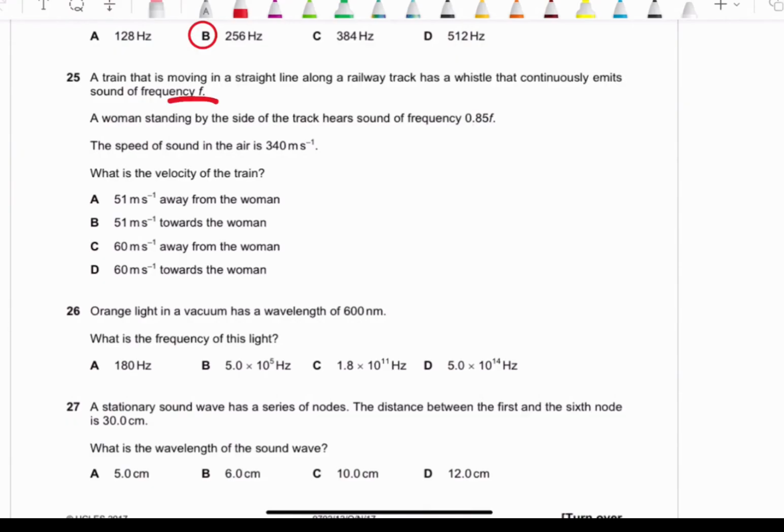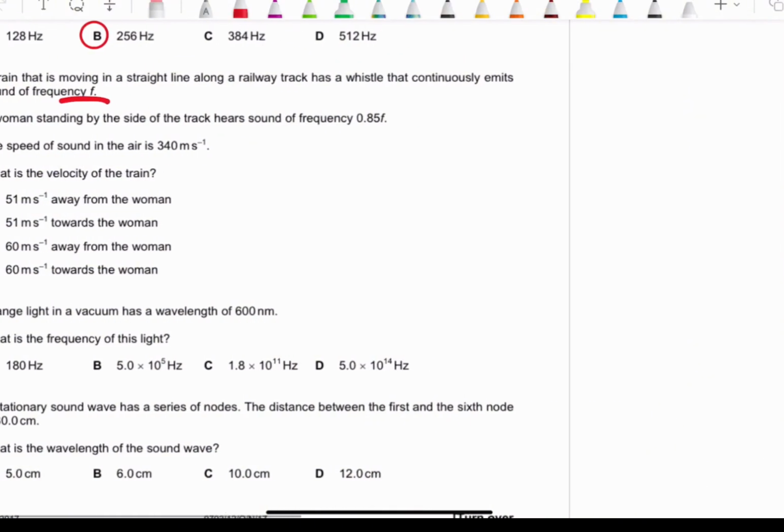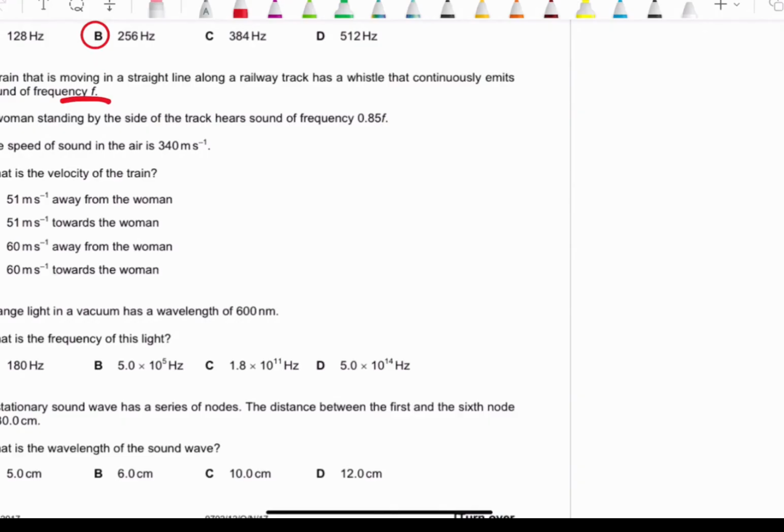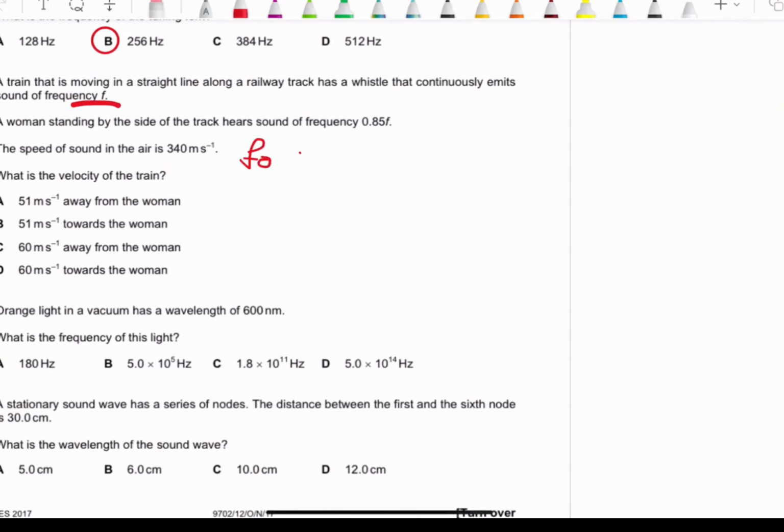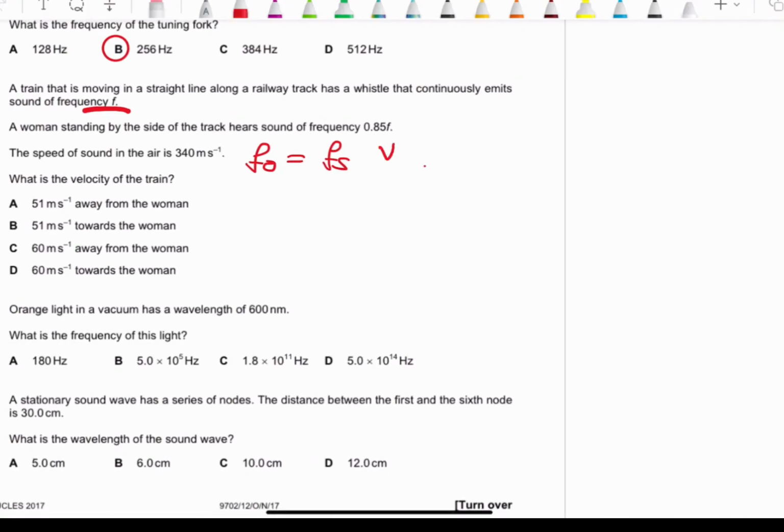A woman standing by the side of the track hears sound of frequency 0.85 F. The speed of the sound is 340 meters per second. What is the velocity of the train? So this is basically a question on the Doppler effect. You know that the observed frequency is actually equal to the actual frequency, times V over V, but since it's less, 0.85 means it's less than the actual frequency, it's moving away.